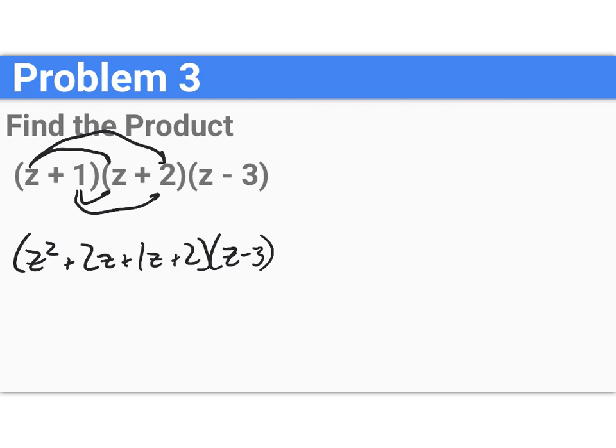I am going to simplify. I get z squared plus 3z. I could have used that formula, but I didn't feel like doing it. Plus 2 times z minus 3. And from here, you can use the box method. You can multiply vertically, horizontally, any way you want. So let's see. I'll just multiply vertically since I haven't done that in these problems.